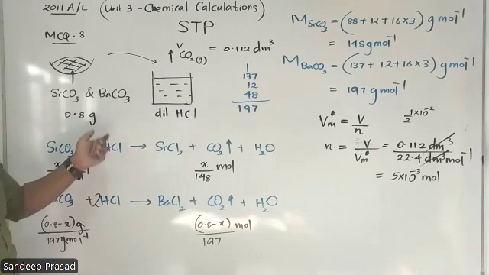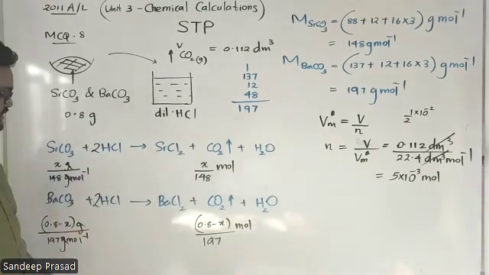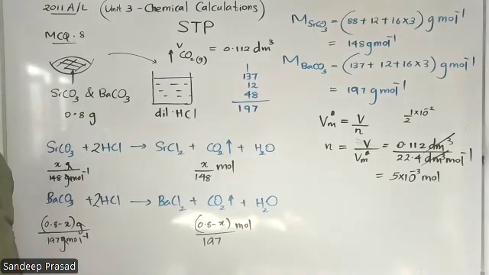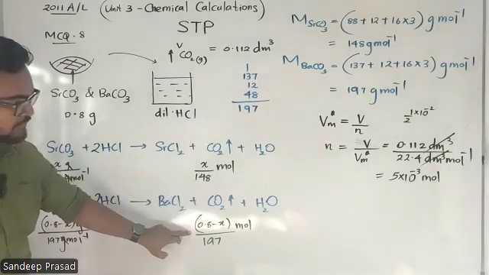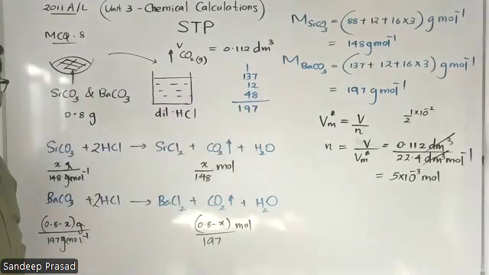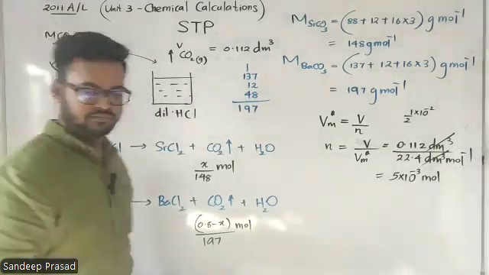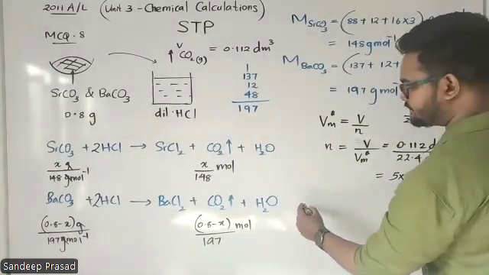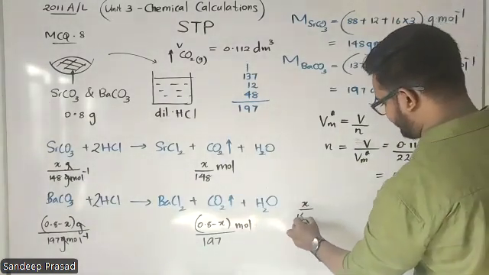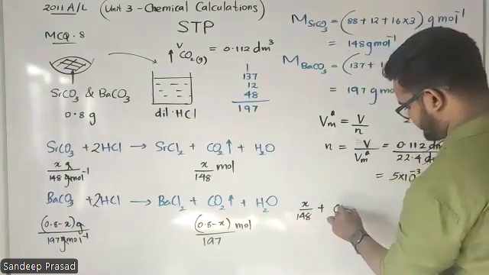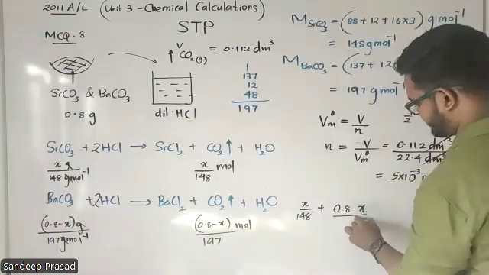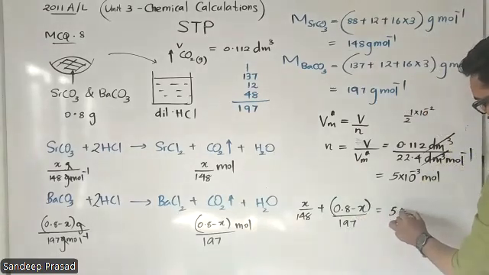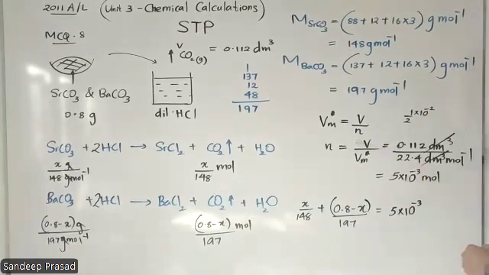Then according to the reaction stoichiometry, carbon dioxide moles derived from barium carbonate is 0.8 minus X divided by 197. These two summations should equal 5 into 10 to the minus 3. Then you can find out the expression. Right? So I can build up an equation like this. X over 148 plus (0.8 minus X) over 197. This is equal to 5 into 10 to the minus 3.